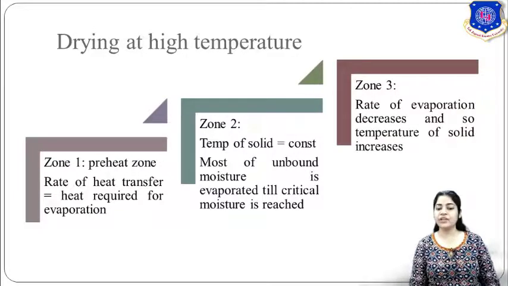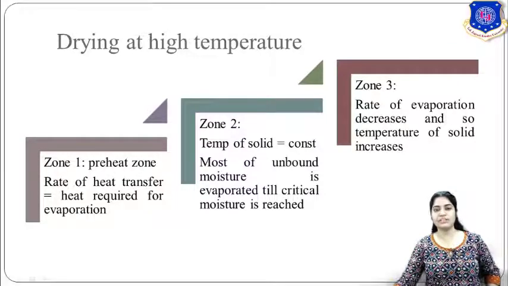Here, the rate of heat transfer is equal to the heat required for evaporation. So the amount of heat which is transferred from hot air to the wet solid is the amount of heat required for evaporation of liquid, right? So that is your preheat zone. In the second zone, the temperature of the solid is constant. It means here most of the unbound moisture is evaporated till critical moisture is reached. So drying happens at a constant temperature, and moisture is removed till critical moisture content is achieved.